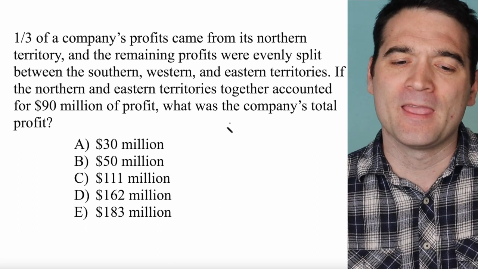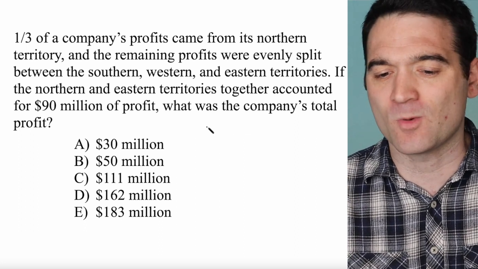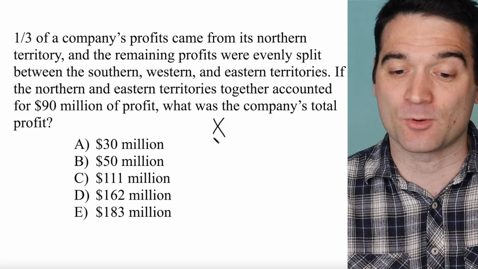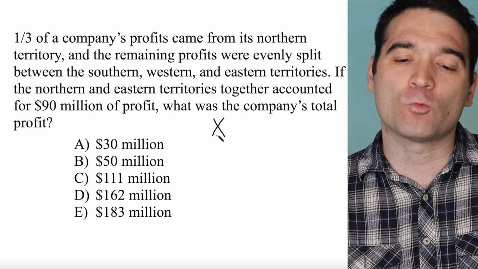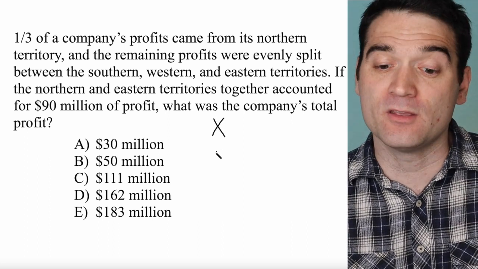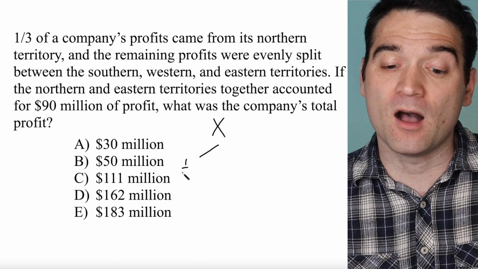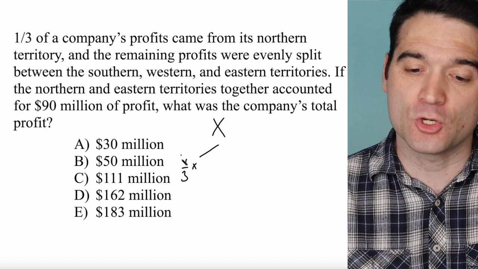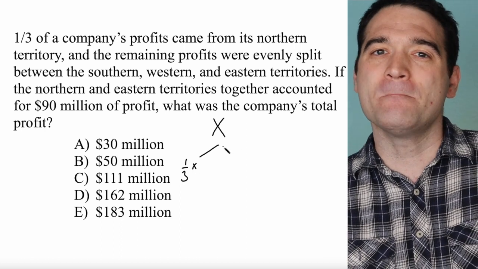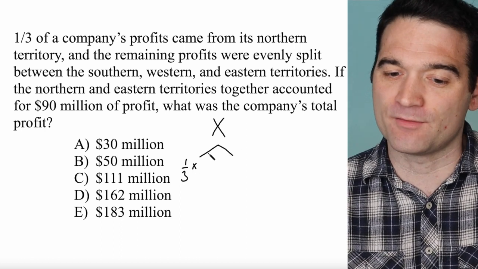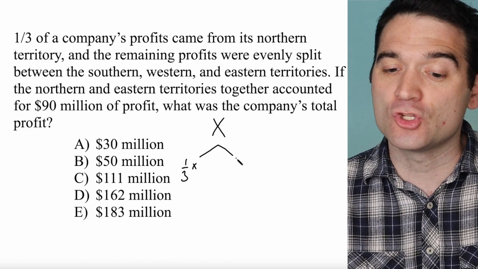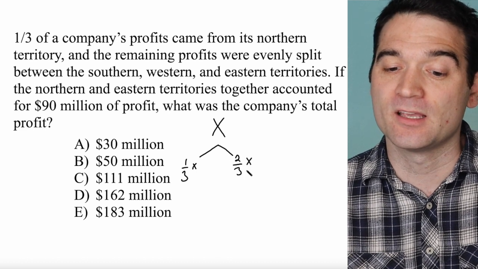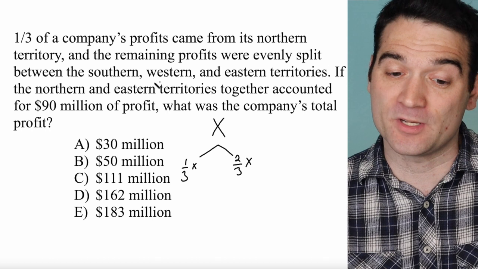All right, so here we want to figure out what the total profit is. Why don't we call that X, since that's what we're trying to look for. And we're told that 1/3 of this profit, so 1/3 of X, came from the northern territory. And the remaining profit, so how much is left if 1/3 went here? That means 2/3 of X was split between these three territories.